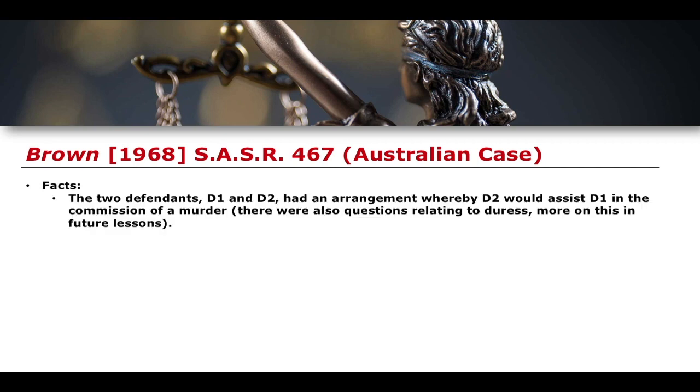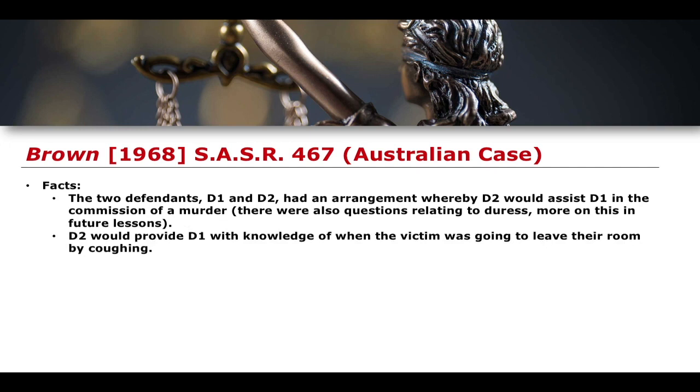Essentially we have two defendants in this case, D1 and D2, and they had an arrangement where the secondary defendant, D2, would assist the primary defendant in the commission of a murder. Now, I've put in brackets here that there were questions relating to the issue of duress, i.e. the extent to which the secondary participant was under duress in the commission of the offence, but we're just going to skip over that and ignore it for this particular example, because we're going to talk about duress in future lessons anyway.